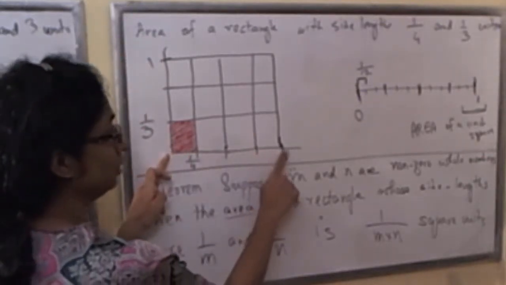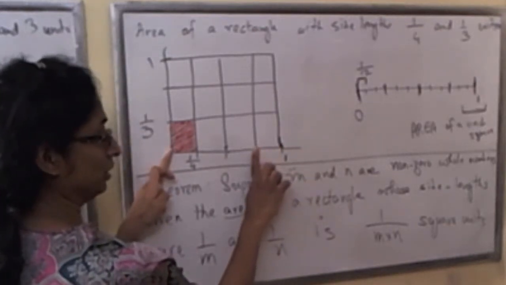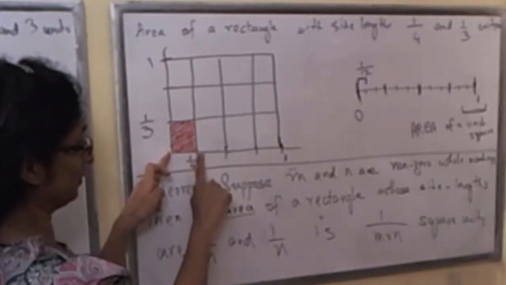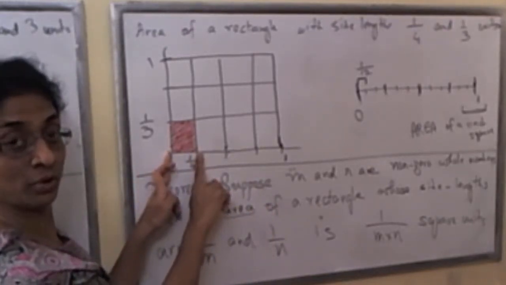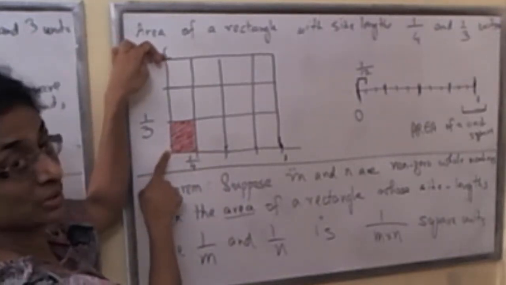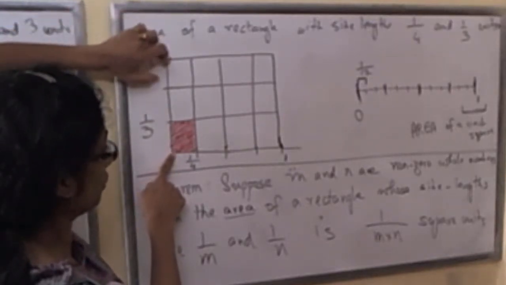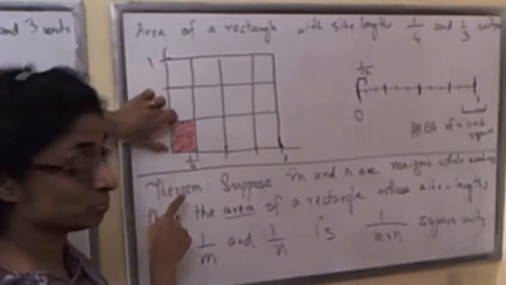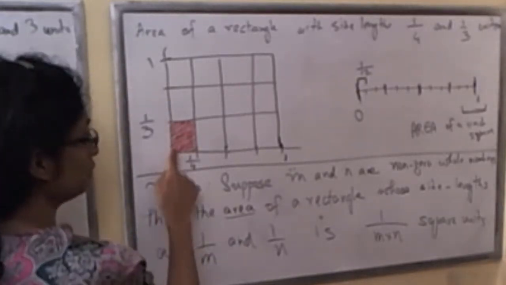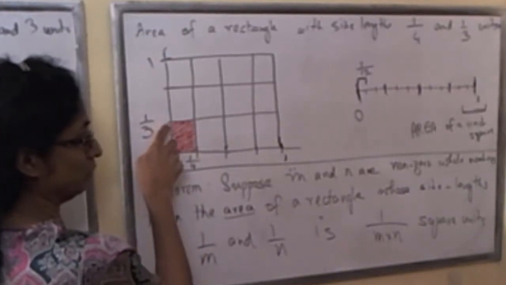And now if you take this unit segment and you partition it into 4 equal parts by length, then the length of this part is 1/4. We do the same to this unit segment on the vertical number line. We partition it into 3 equal parts by length. In that case, the length of this part is 1/3. So here's my red rectangle whose side lengths are 1/4 and 1/3.